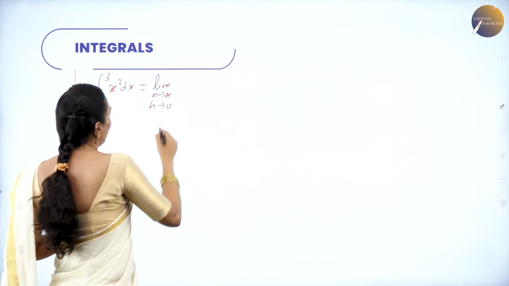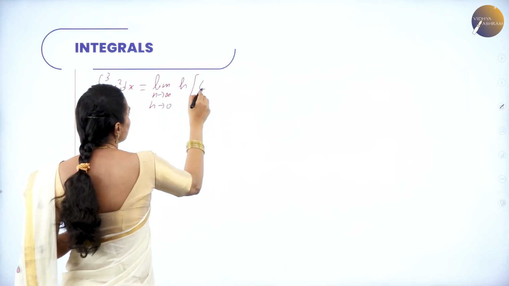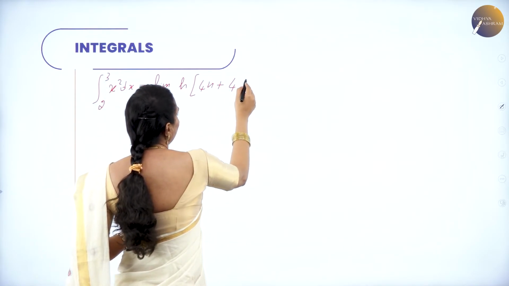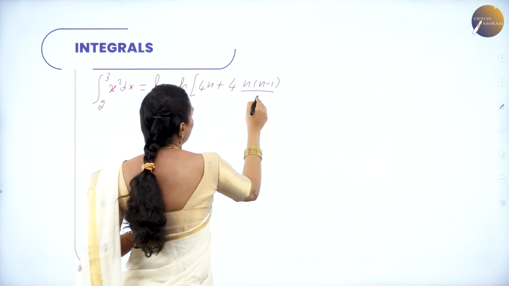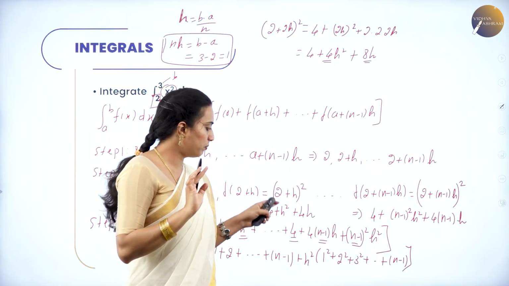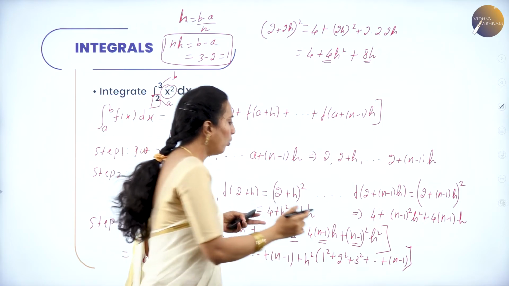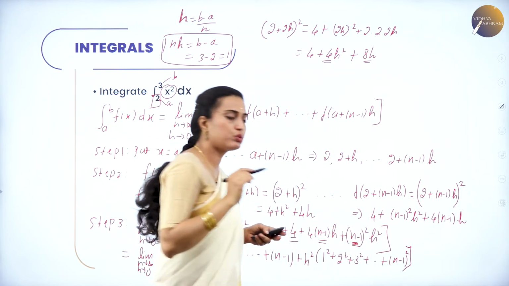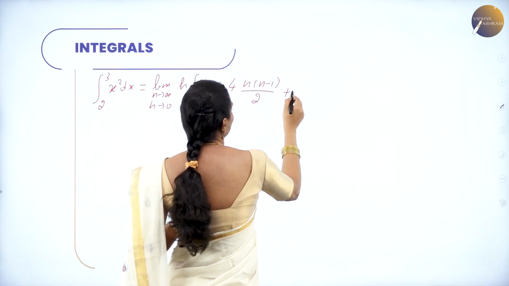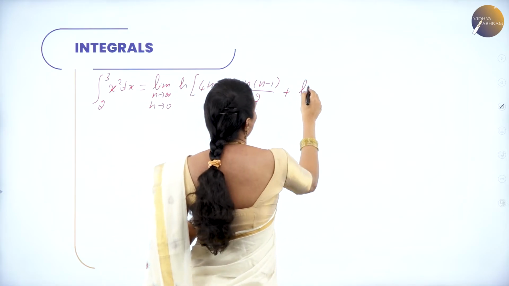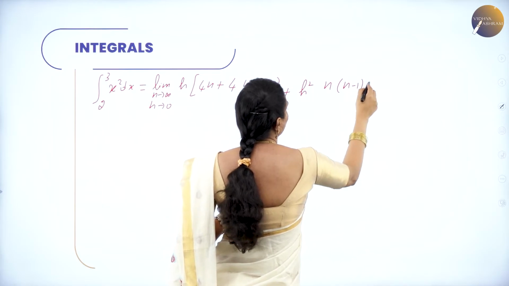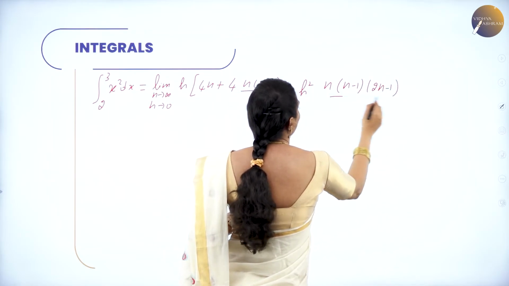You are getting h into 4 times of n plus, now you can substitute here 4 into n minus 1 divided by 2, you know the formula. Similarly, dear students, according to mathematical induction, 1 squared plus 2 squared plus 3 squared plus up to n minus 1 whole squared. So here n minus 1 whole squared is there. So that is given by the formula plus h squared into n minus 1 into 2n minus 1 divided by 6.